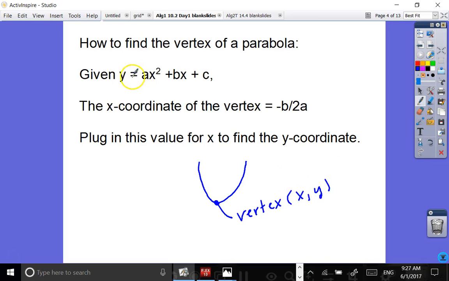Starting with a standard form quadratic equation, ax squared plus bx plus c, the a, b, and c are just the numbers in front of the variables. The c is the constant. Use this as the formula to find the x-coordinate: negative b divided by 2a. Negative b divided by 2a. Then once you know that value, you put it back in for x and calculate the y value. Here's an example of that.